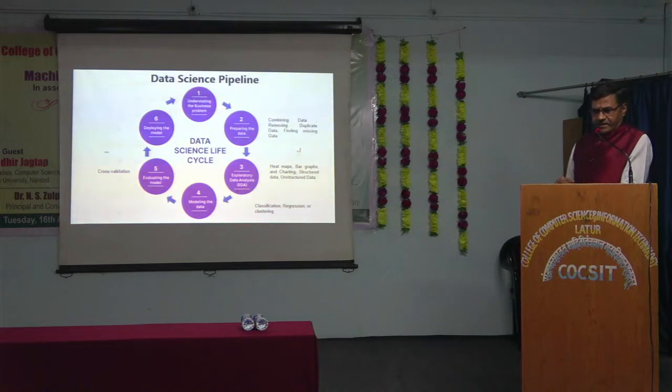What is the pipeline? How do we do data science? What are the steps required in data science to make it a correct database for machine learning? The first step is to understand the problem: from which source the data is coming, what is the nature of the data, whether there is dependency or correlation between the data.